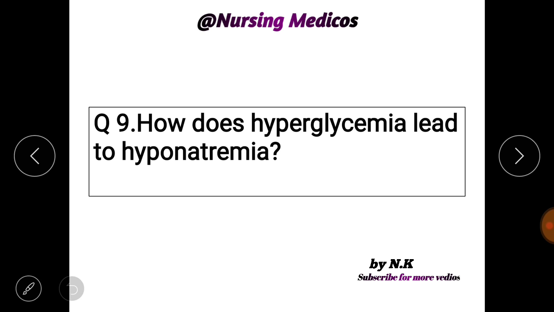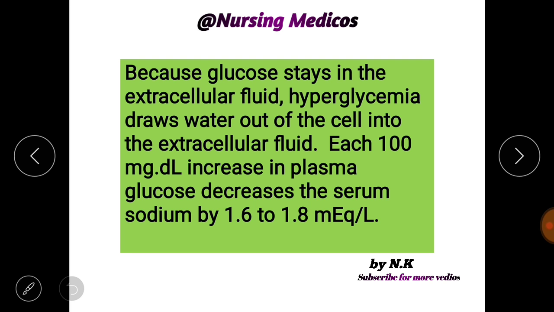The next one, how does hyperglycemia lead to hyponatremia? We'll see in detail. Because glucose stays in the extracellular fluid, hyperglycemia draws water out of the cell into the extracellular fluid. Each 100 mg/dL increase in plasma glucose decreases the serum sodium by 1.6 to 1.8 milliequivalents per liter. That is the main cause.